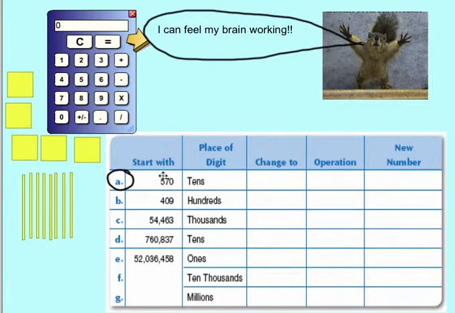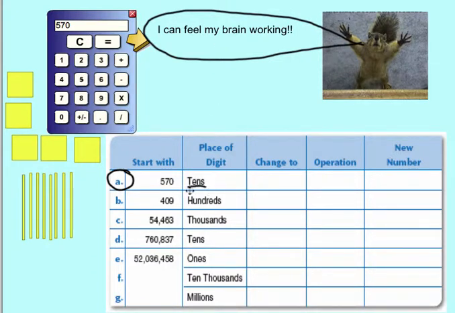I have the number 570. So I'm going to go ahead and enter 570 in my calculator. If you have a calculator with you, you can do this along with me, or you can take notes. Notice I'm saying 570, not 570. Now, the place of the digit we're going to focus on is the tens digit.